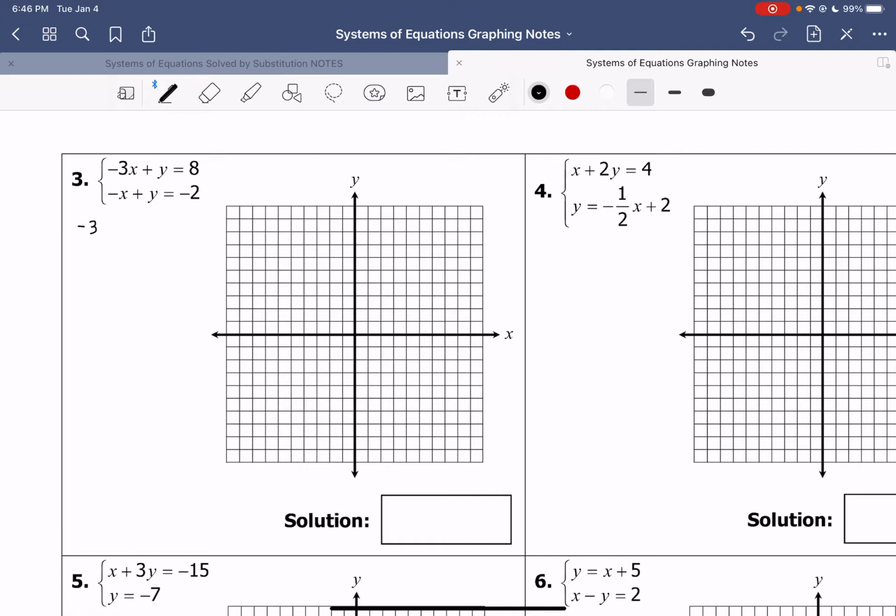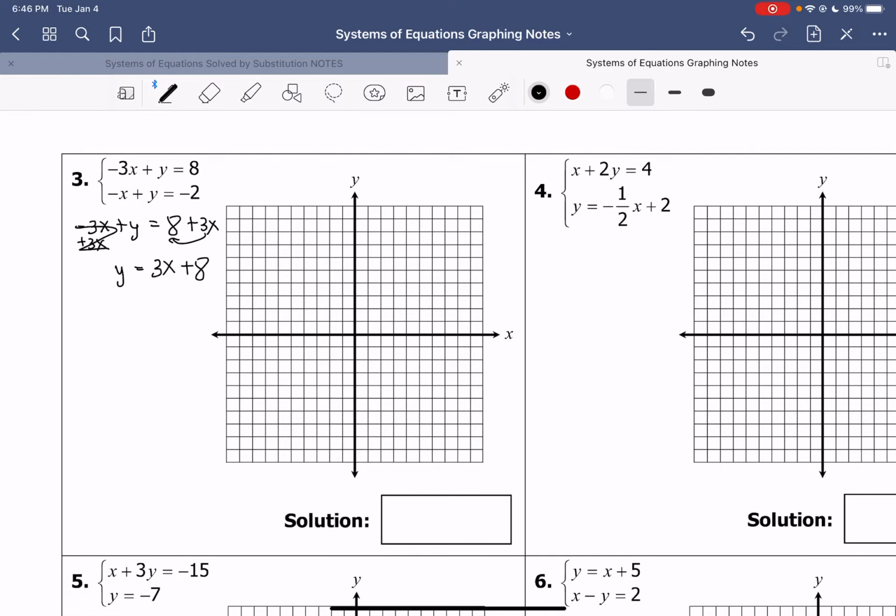So negative 3x plus y is equal to 8. To get y by itself, we'll have to add 3x to both sides. Then we have y is equal to, I'm going to switch this over here, 3x plus 8. So that's the first one.